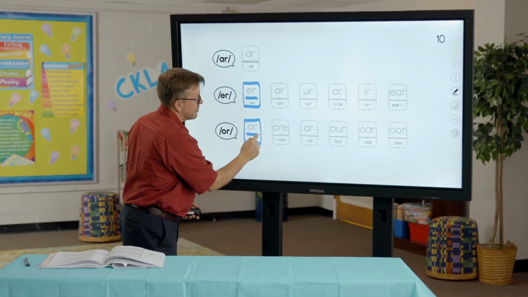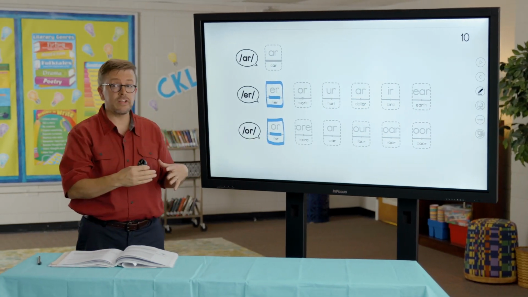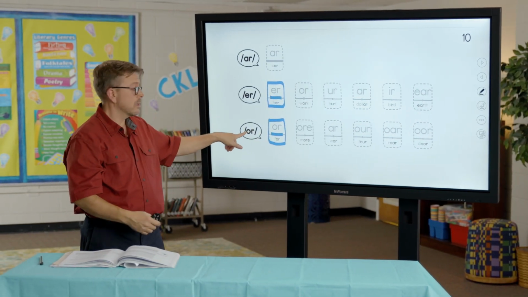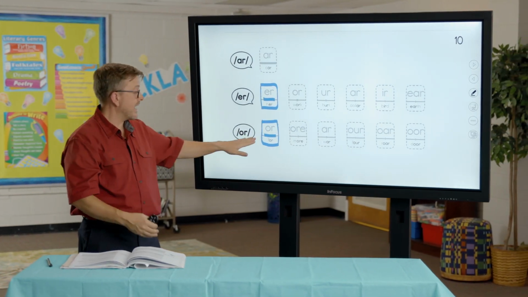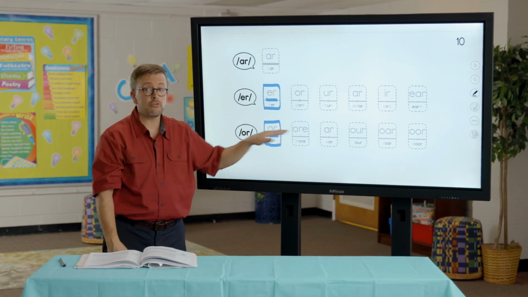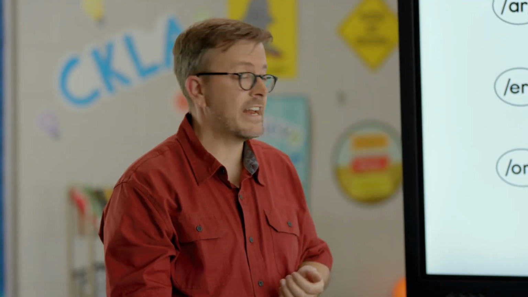Now look at that giant power bar there. That means that we're going to see this OR sound made the most with that vowel and that consonant together. That's what we're going to see the most out of all the other choices that you're going to study. All right, so once you've got that done, you're ready to move on.